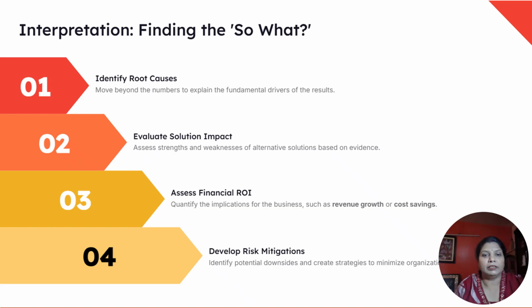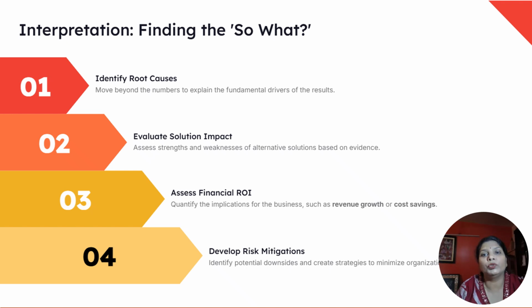So the next step is interpretation, finding the so what. This stage of analysis is where numbers are converted into managerial meaning. You've analyzed, and you've come up with some threshold values with predictive forecasting, wherever applicable. So interpretation answers the critical question: what does this mean for the business? The first step is to identify the root cause. Rather than stopping at an observed trend or correlation, we must examine the underlying drivers that produce the result. This helps ensure the decision addresses causes, not symptoms.